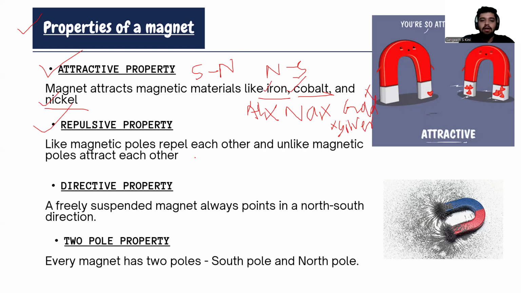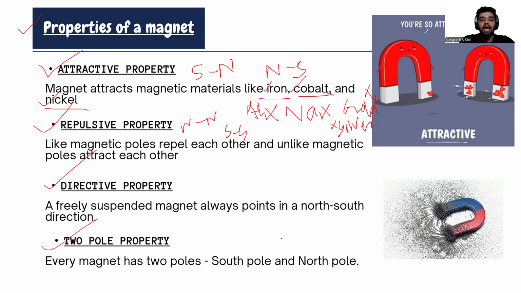And the next one is the repulsive property, which I already discussed. North and north poles repel, and south and south poles repel. So the repulsive property is also one of the properties of a magnet. Next one, the directive property, which shows the direction. That is why we manufacture magnetic compasses, which are used for navigation and to find the direction.